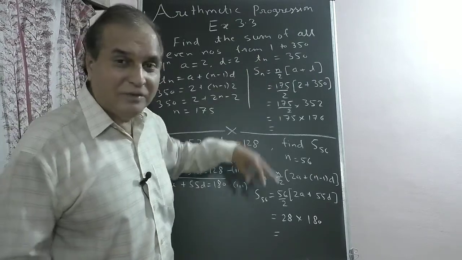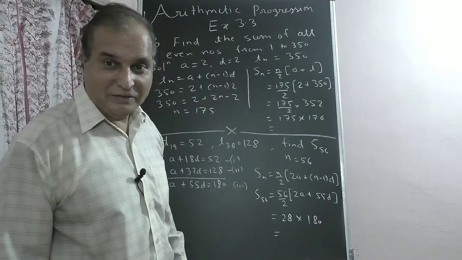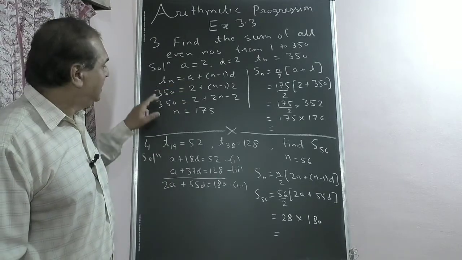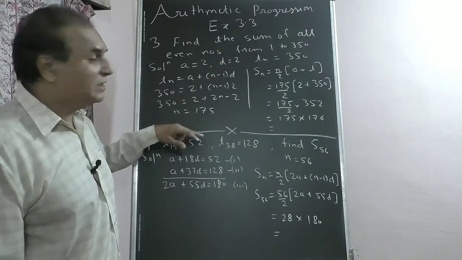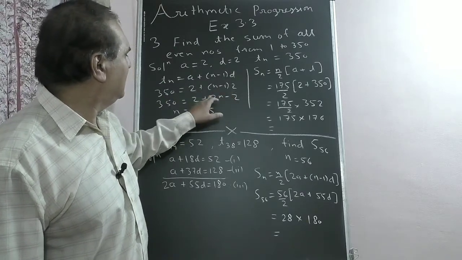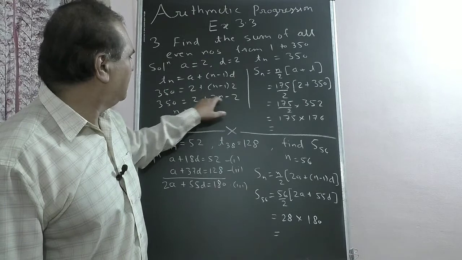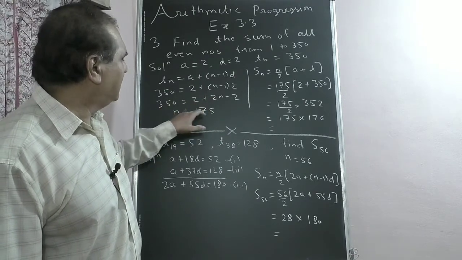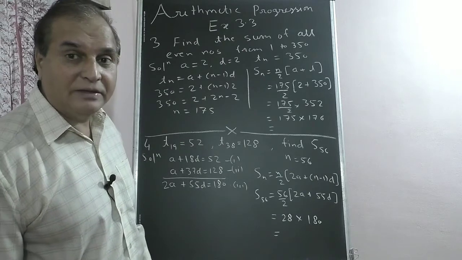So from Tn we can find out n. Okay, we will use the formula Tn is a plus n minus 1 d. If this Tn is 350, what is n? 2 plus n minus 1 into 2, 2n minus 2 opening, plus 2 minus 2 cut, 2n is 350. So n is 350 upon 2, that comes to 175.